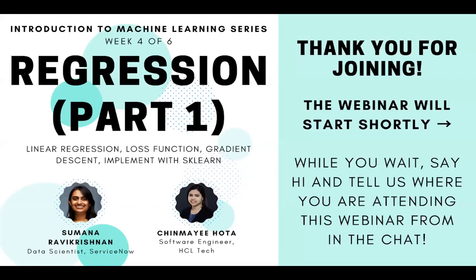Welcome to week 4 of 6 of our Introduction to Machine Learning series. This series is focused on learning the math behind supervised machine learning models and getting a better understanding of supervised machine learning. This session, we're going to be focusing on linear regression and, in the process, explore loss functions, gradient descent, and implement with scikit-learn in Python.